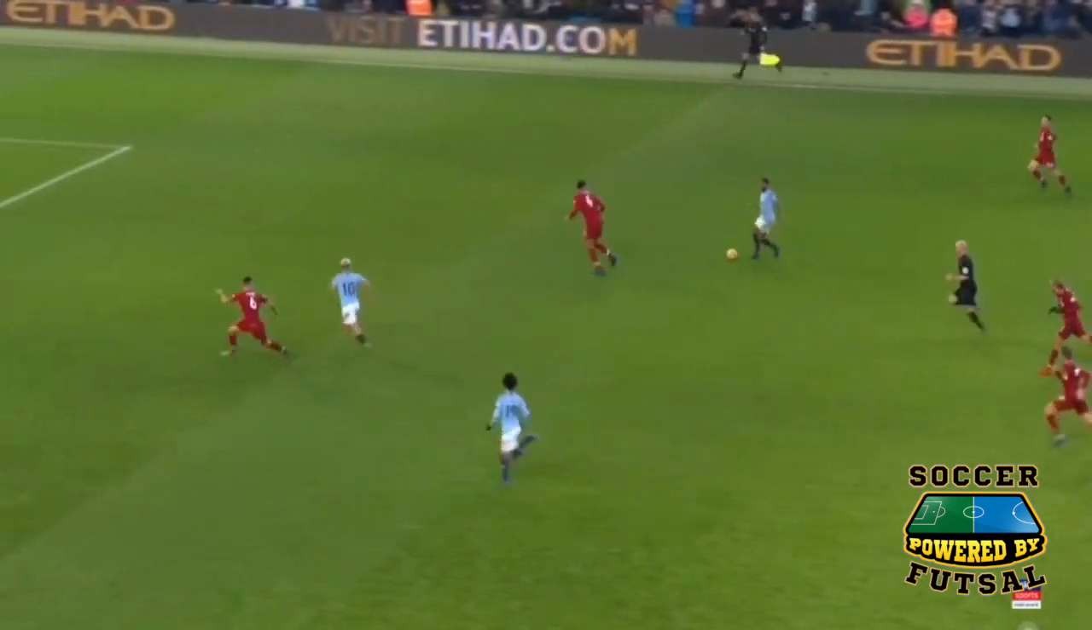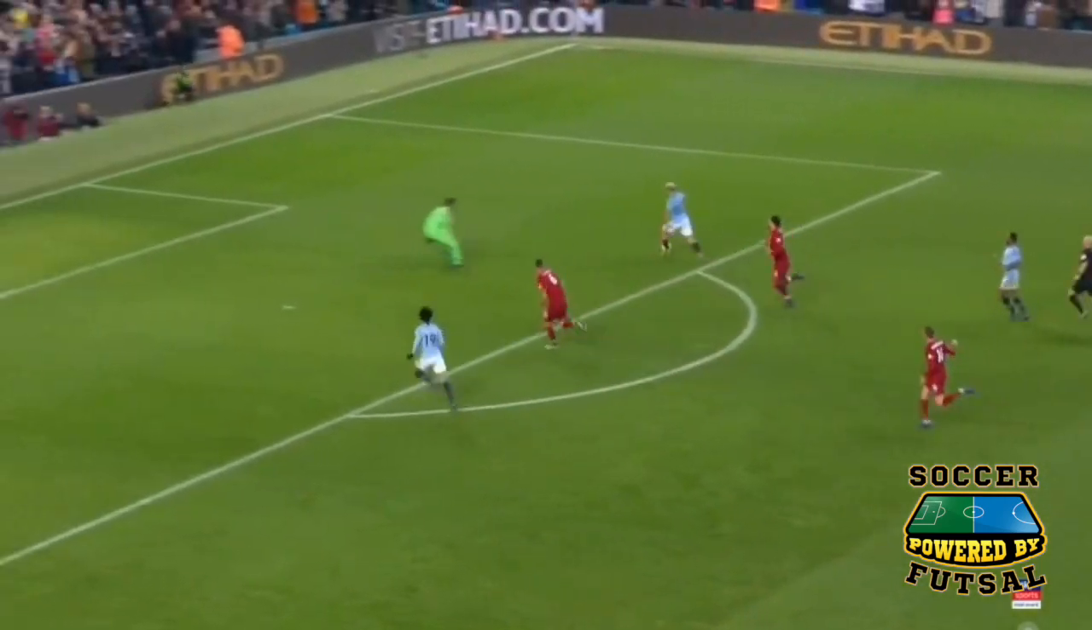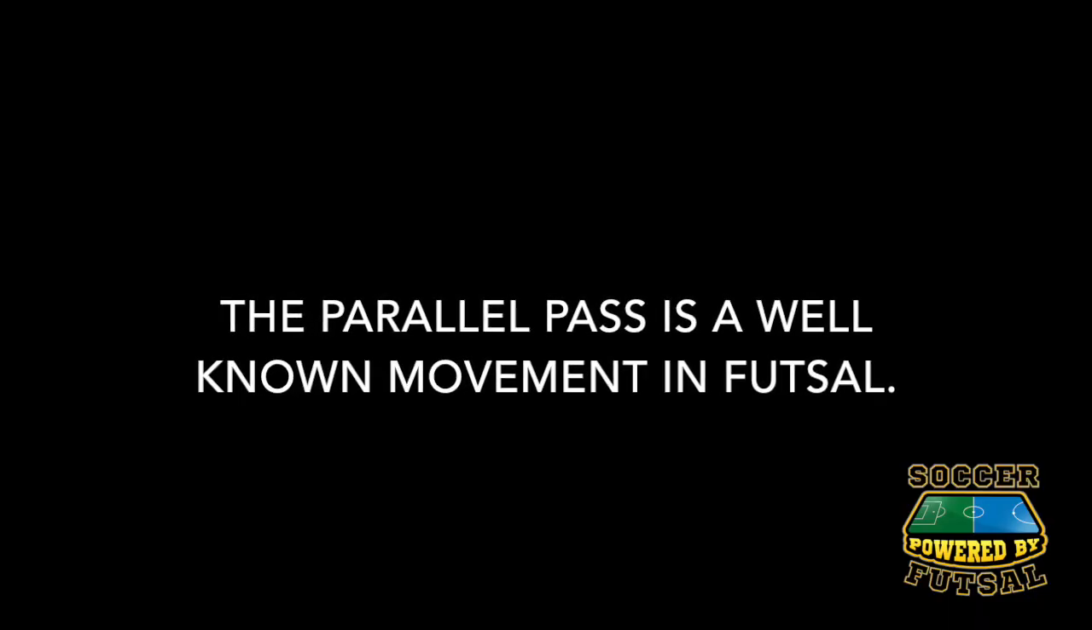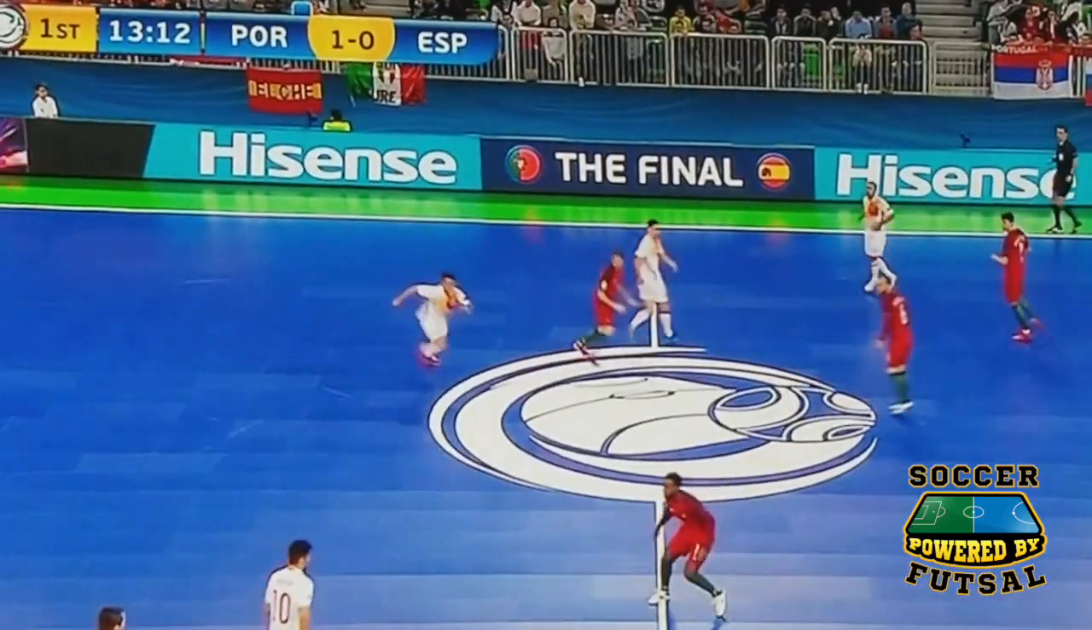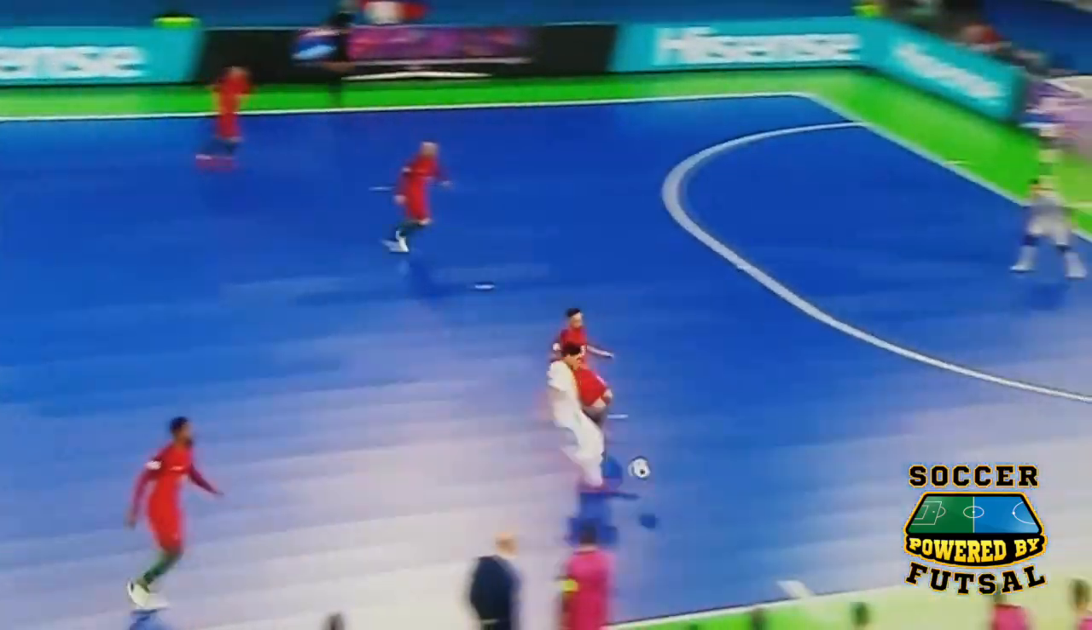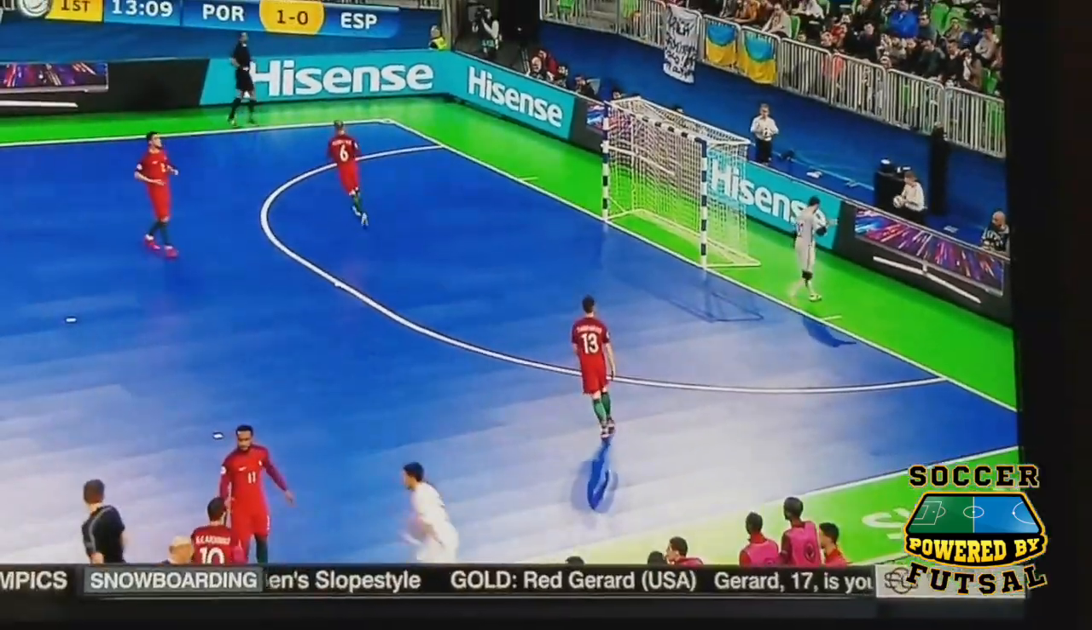One of these combinations is the parallel ball, which is a very well-known movement in futsal. Despite the fact that most people think that the parallel is only a futsal movement, it can also be an excellent strategy on the soccer field.